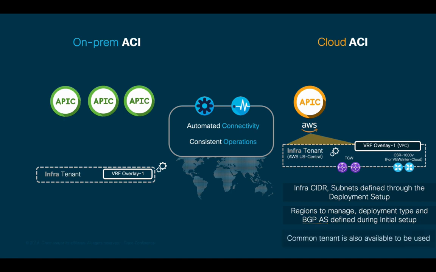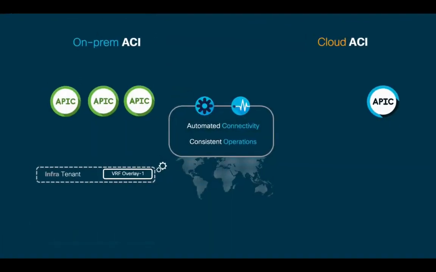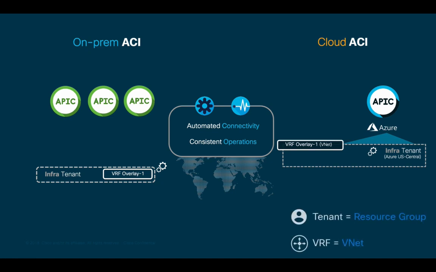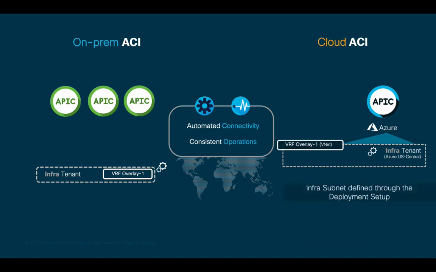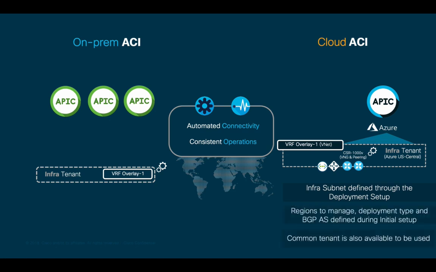The same will happen in Azure, automatically creating the Overlay 1 VRF as a VNet in this case, running in the Infra resource group, and deploying Azure Network Load Balancers or NLBs and CSR1000Vs for VNet peering, or just deploying CSR1000Vs serving as hubs if a hub-and-spoke topology with VNGs is preferred.